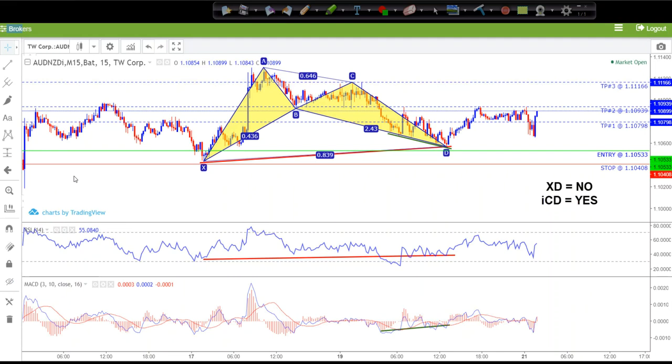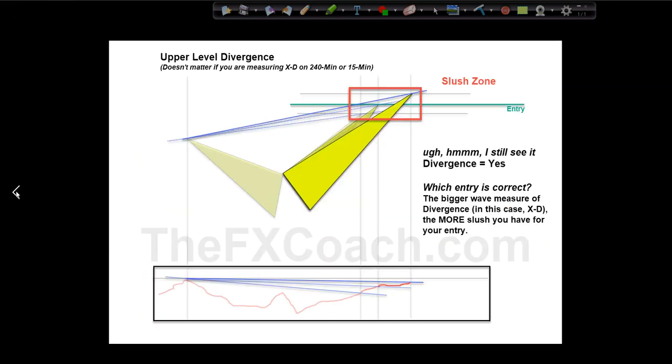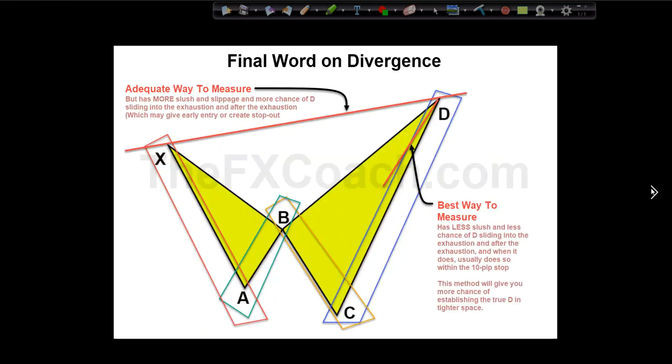Just understand that when you're looking at the XD, when you're looking at a pattern on a 15-minute chart, you're looking at swings. If you look at the entire pattern, you're looking at swings that are inside an upper level wave. And to measure the XD, you're measuring those swings. In this case, it's 2 swings down. When you look at it from the pure 15-minute level, there's no way you can misconstrue this.